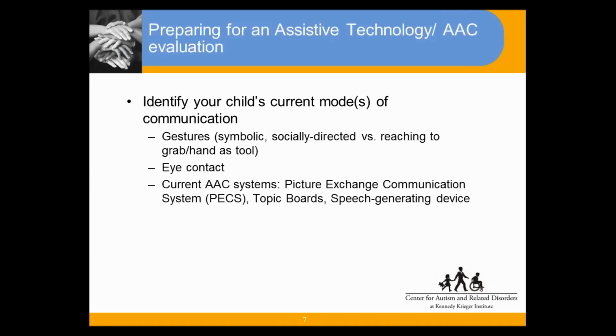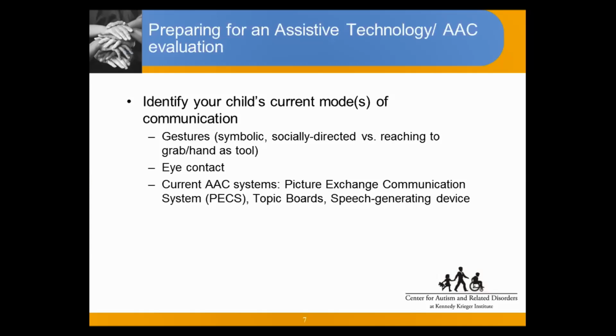And then if your child is using AAC support and you're wanting to either gain access to those supports at home or reassess whether the AAC systems are appropriate, we want to know specifically what the child is using. So again, talking to their intervention providers about what they are using. The Picture Exchange Communication System is a big one to get kids started. Are they using topic boards? Are they using a speech generating device? And if they are using speech generating devices, what device are they using?